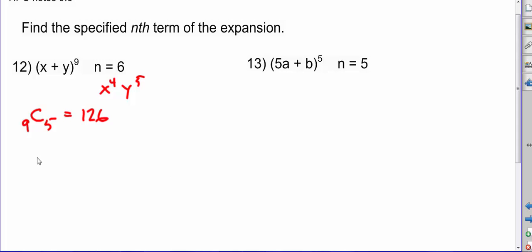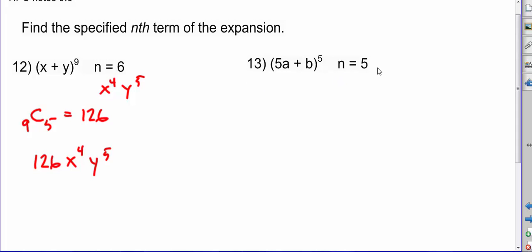And so then we would just plug it in and say, okay, I've got 126 times my first term x raised to the 4th power, and my second term y is raised to the 5th power. Okay, so now let's look at 13 where we have some coefficients in the mix that'll complicate things slightly.